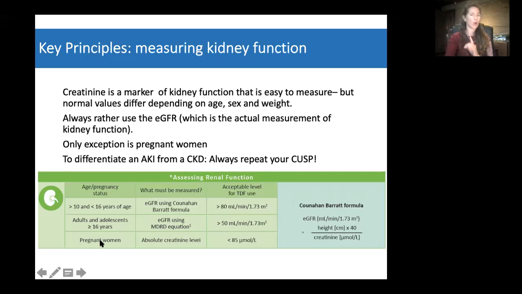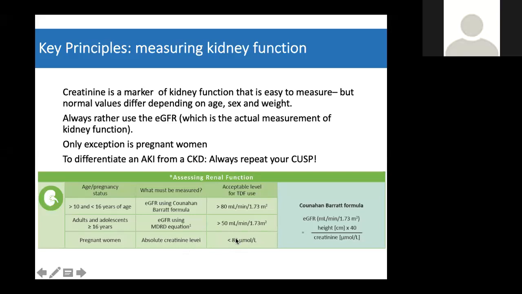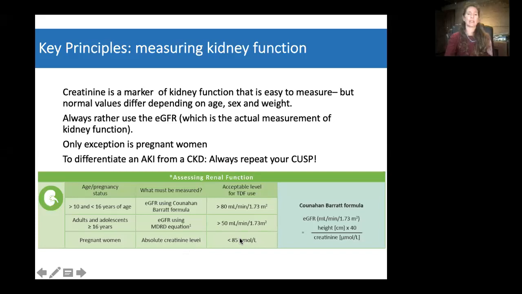Just notice that we can't use the formulas with pregnant women. Remember, there's now baby in tow and fluid. And so there we actually use an absolute creatinine level. It's the only case where we do. They're all women. They're all within a certain age group. So that sort of works. And we want that creatinine to be less than 85. And that's important when we're going to talk about PMTCT.